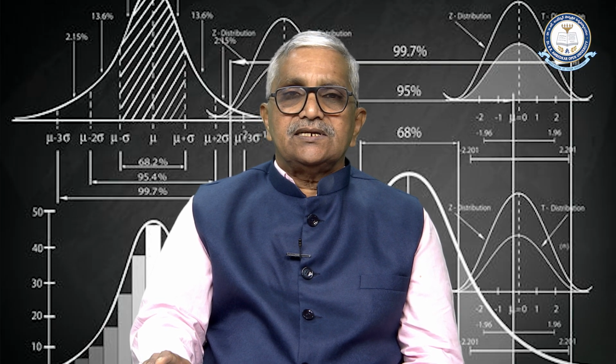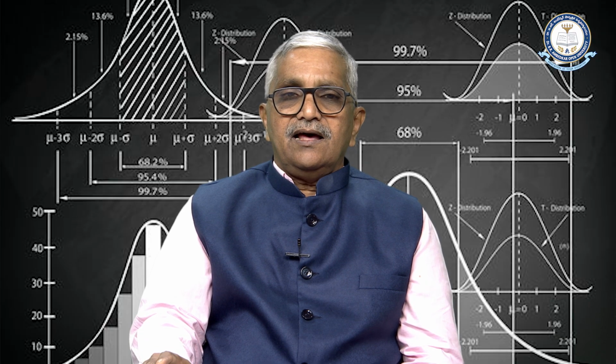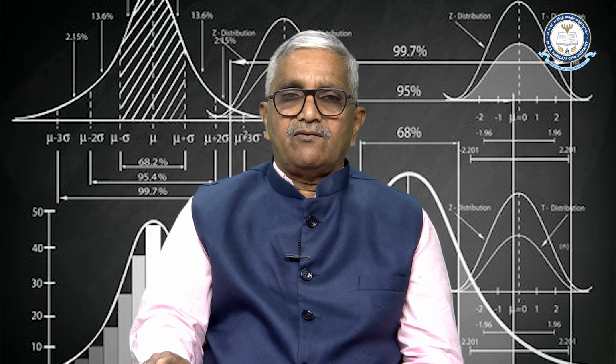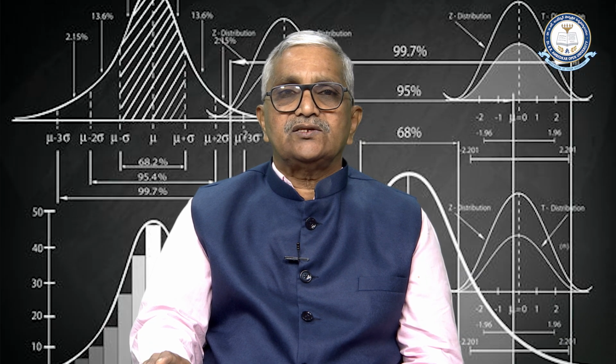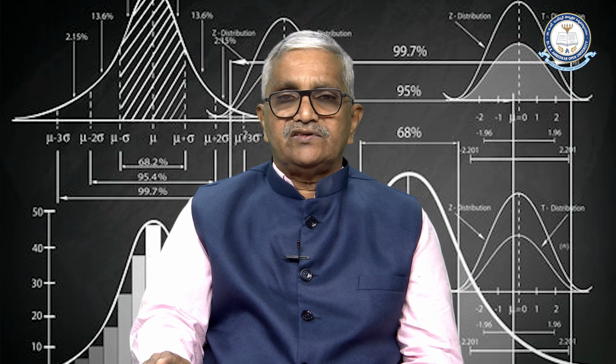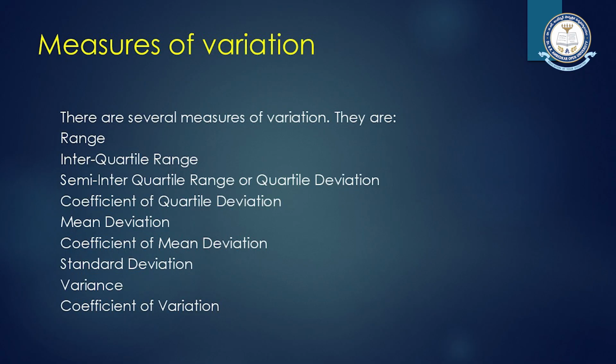There are several measures of variation. They are range, interquartile range, semi-interquartile range, which is also known as quartile deviation, coefficient of quartile deviation, mean deviation, coefficient of mean deviation, standard deviation, variance and coefficient of variation. Let us first understand range.